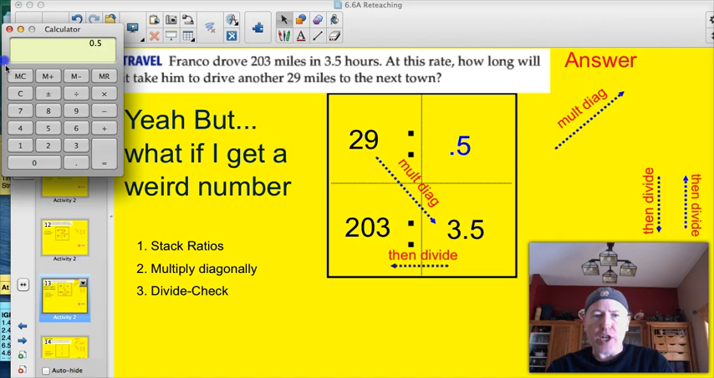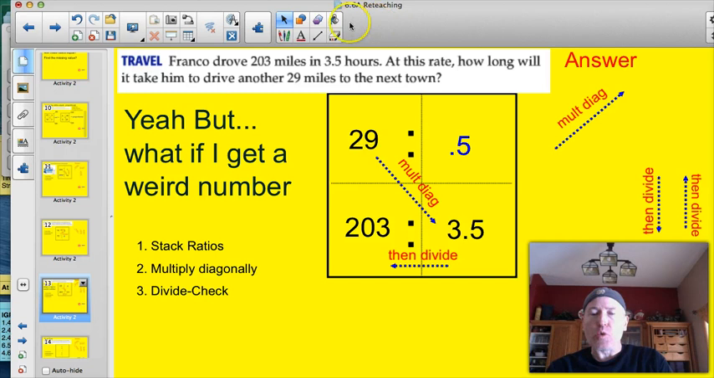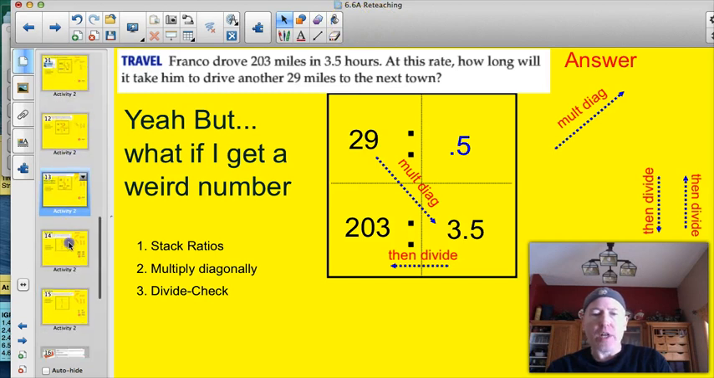Okay, go back and check our cross products. So we've got 29 again times 3.5. That was 101.5. So let's just go back and try the other side. 203 times 0.5 equals 101.5. Oh, it works. It will work. Use the box, Luke. All right. A little Star Wars for you there.